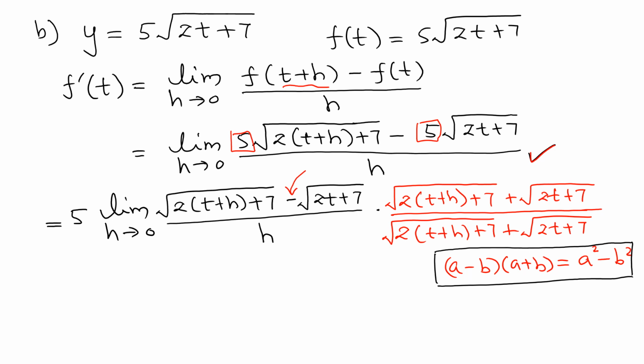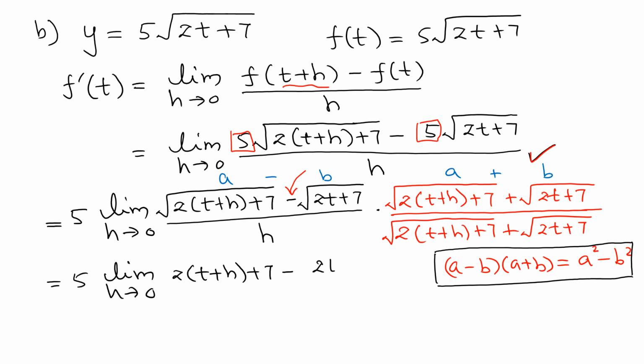You can see the first term is like a minus b, the second one is like a plus b. So that's the situation. Because of that, you square the first one. When you square the first one, the square root going to cancel out. So that means this is going to be simply 5 times the limit as h goes to 0. Once you cancel out the square root, you get 2t plus h plus 7 minus the other term, which is 2t plus 7. Again, the square root gets cancelled out.